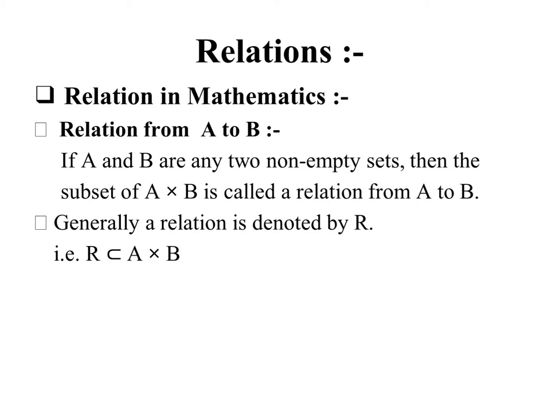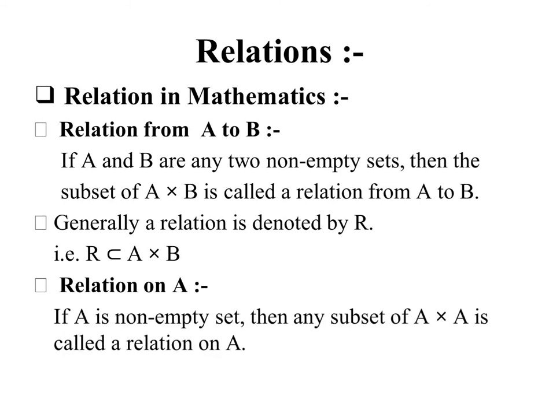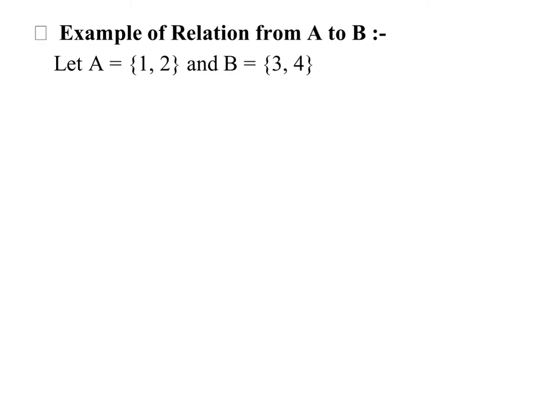Here, for example, relation from A to B: phi is a subset of A cross B, and A cross B itself is a subset of A cross B. Next, relation on set A. If A is a non-empty set, then any subset of A cross A is called a relation on set A. Example of relation from A to B.